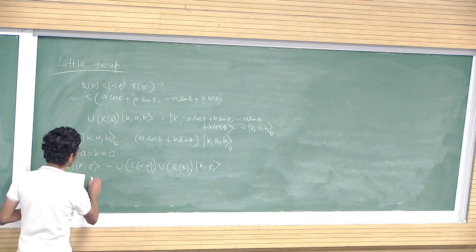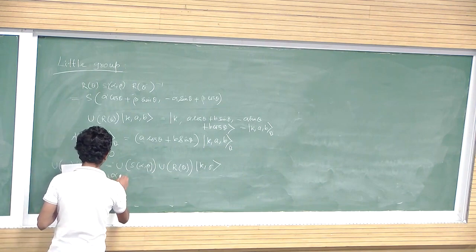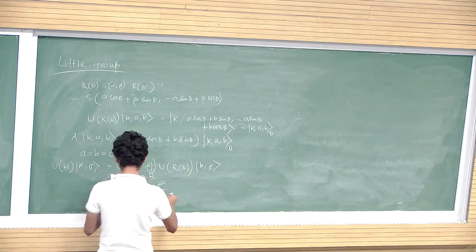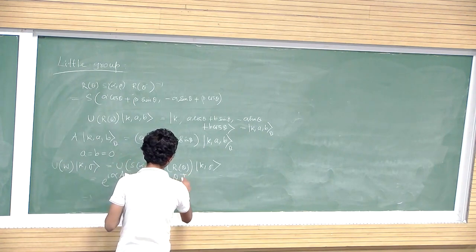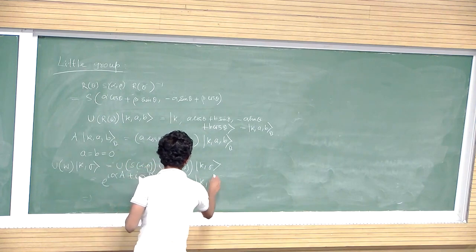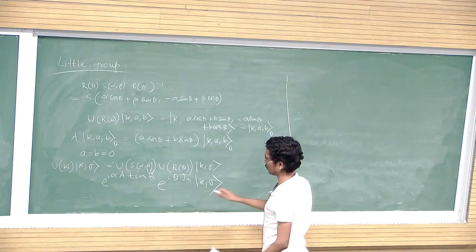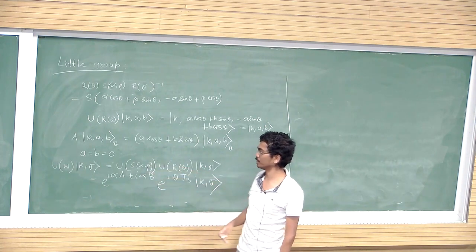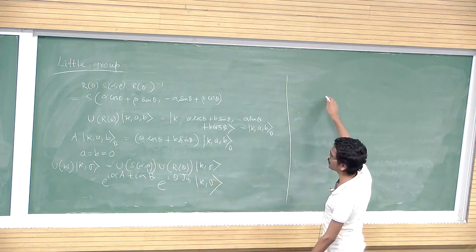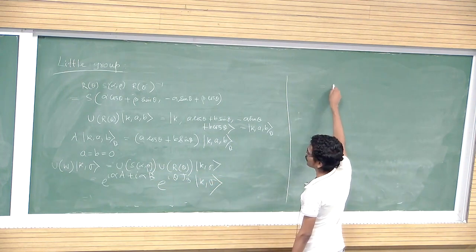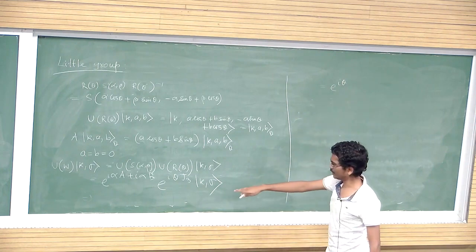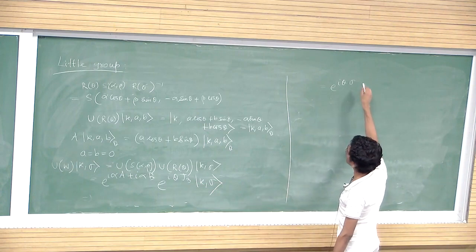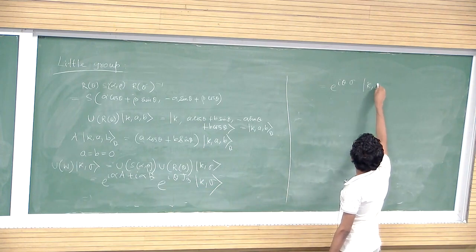So U of S alpha beta, you can write it as e to the i alpha A plus i alpha B, and U of R theta, you can write it as e to the i theta J3 acting on this k comma sigma. Okay. As I have chosen that these are the eigenstate of A and B with 0 eigenvalues, so these won't do anything. So e to the i theta J3 will give you e to the i theta, and this sigma you can choose, this is an eigenstate of J3, so this will be just the eigenvalue of J3, that is the sigma. So e to the i theta sigma k comma sigma.